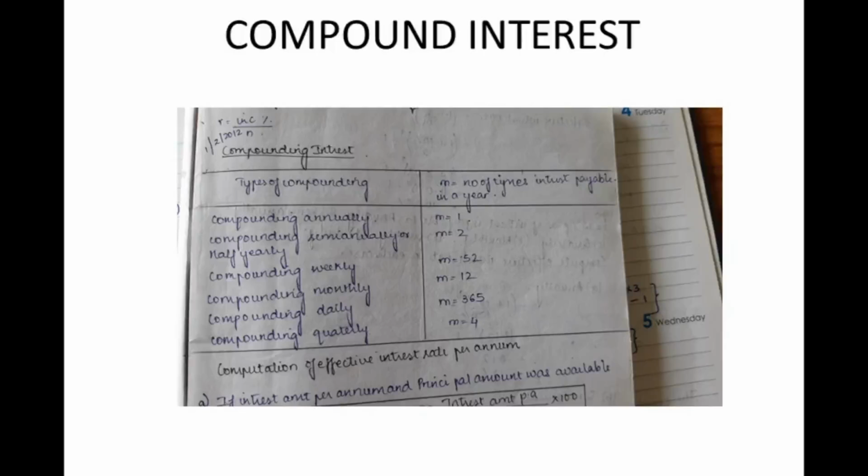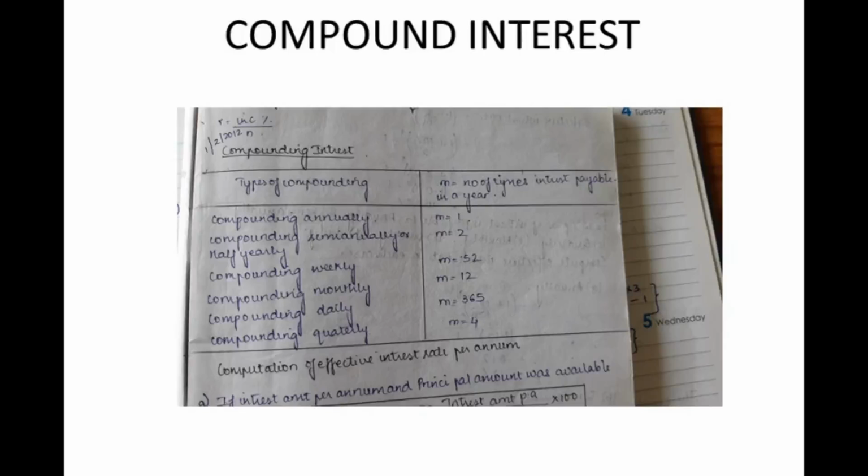Obviously, your loan which you have taken, say it is for a period of 5 years. But say you are paying the interest semi-annually, that is, after every 6 months. So in that case, your compounding will be semi-annually, that is, M is equal to 2. You are paying your interest twice in a year.